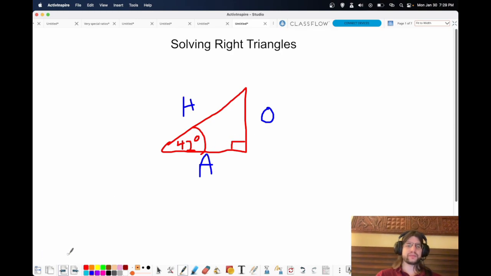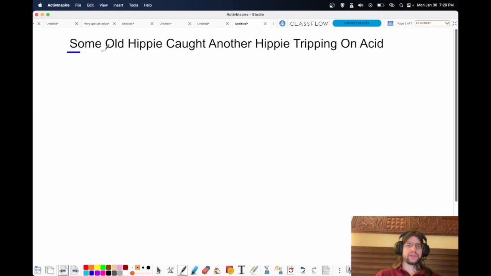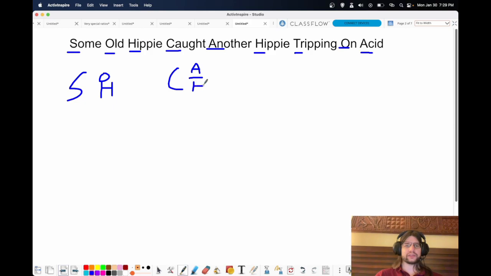Okay. Now after you label your triangle, then you just have to remember: some old hippie caught another hippie tripping on acid. That's your ratios. So S is for sine. Sine is opposite over hypotenuse. Cosine is adjacent over hypotenuse. And then finally, tangent is opposite over adjacent. Okay, that's our three trig ratios.